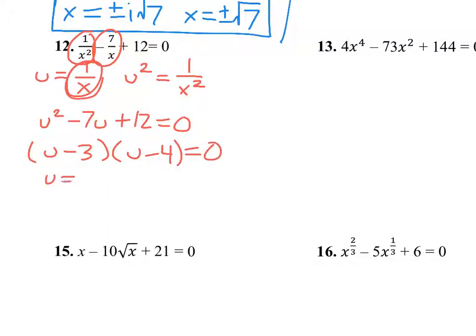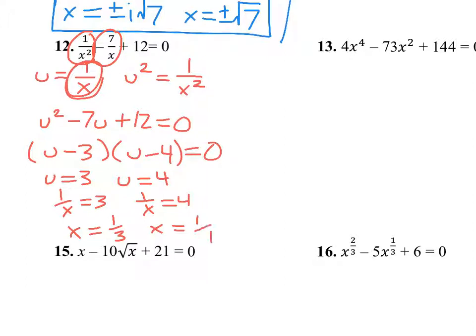Solving those, we would get u equals 3 and u equals 4. And so now you just have to change it back. 1 over x equals 3. 1 over x equals 4. And if you do that math, you would get x equals 1/3 or x equals 1/4.